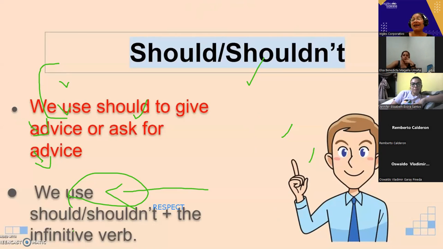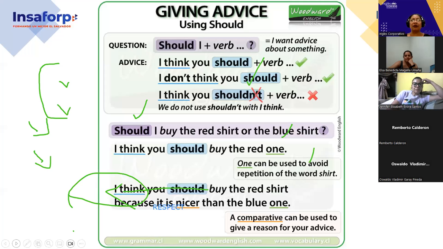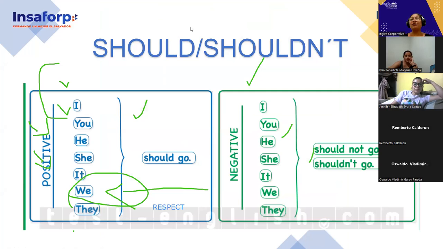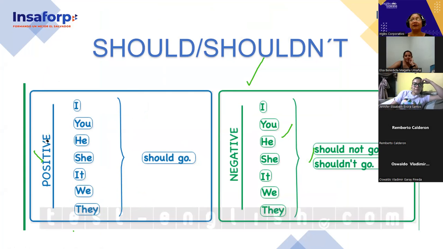Because notice that Elsa arrives late to her work. So, among all of us, we are going to give advice to Elsa using the auxiliary should or shouldn't. I'm going to use this structure. And what we are going to be able to tell Elsa is, hey, Elsa, why do you arrive late every day? Come on. Okay, and then I want to help you. And then I'm going to tell you.